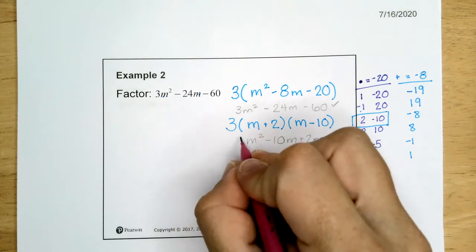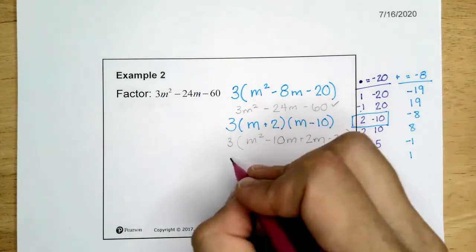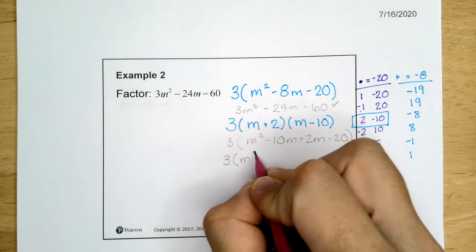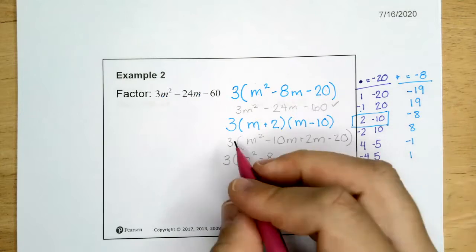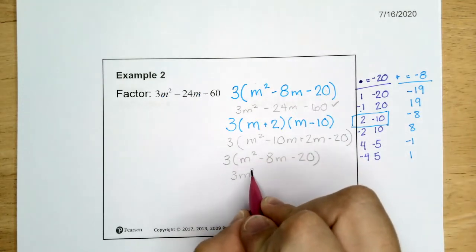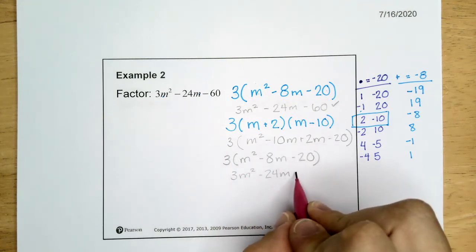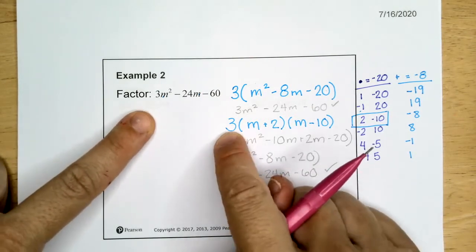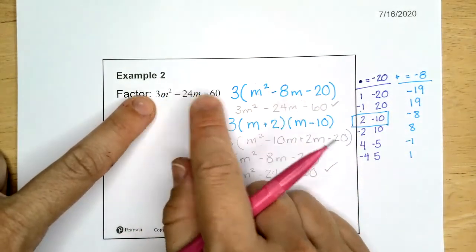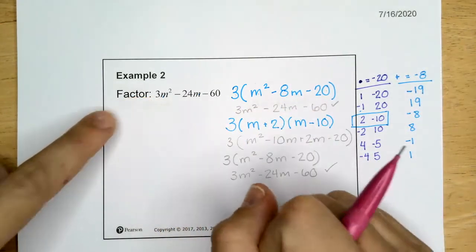And that's still with a 3 outside of it, right? We're still waiting to distribute the 3. So then it's 3 times m squared minus 8m minus 20. 3 times m squared is 3m squared. 3 times negative 8 is negative 24m. 3 times negative 20 is negative 60. So we got all the way back. So we factored it 2 different ways. We pulled out a greatest common factor of 3, and then we factored the resulting trinomial.